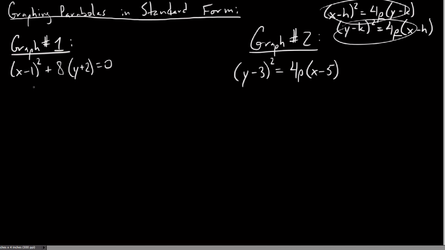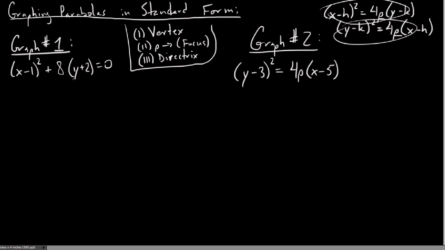So let's go ahead and get started. The three things we want to find here, and we're always going to do it in this order: first, we want to find the vertex. Second, we're going to find p, which is going to lead us to the focus and tell us about the orientation of the curve. We're also going to find the directrix, which is typically the last thing that we find. It doesn't have to be, but usually it works out that way. So let's start by finding the vertex of this first one here.